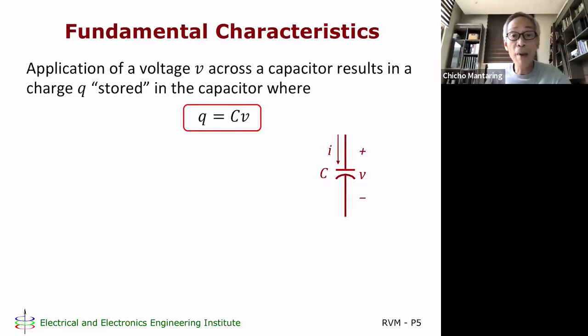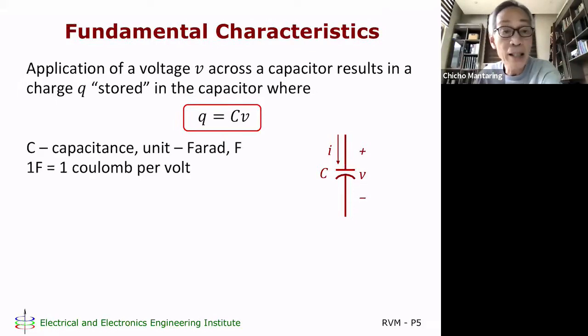Okay? So let's go back to what I said. Q, that is the displaced charge, or what we sometimes refer to as the stored charge, is equal to CV. C is capacitance, the unit is farad. Okay? 1 farad is 1 coulomb per volt.